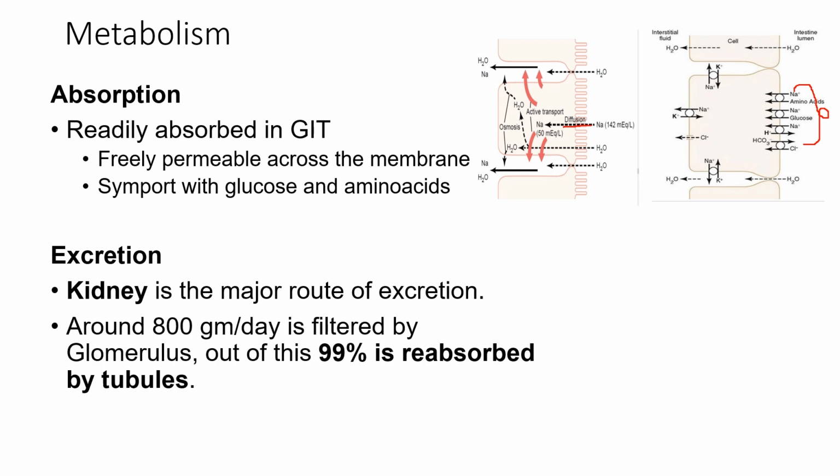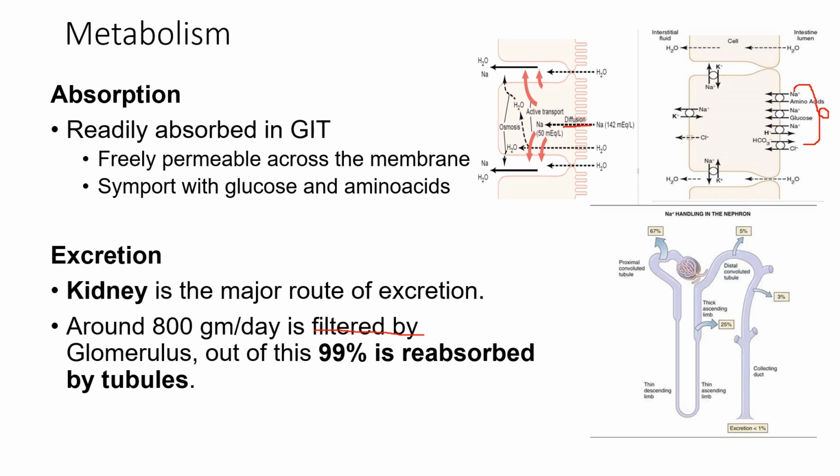Around 800 grams per day of sodium is filtered by the glomerulus, but we have an efficient mechanism in place which will help in reabsorption of 99% of the filtered sodium in the tubules. That means we will be excreting less than or equal to 1% of this filtered sodium in urine.